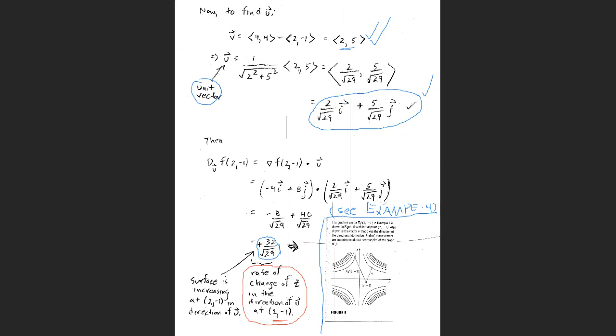So for every 1 unit you move in the direction of the vector u, your surface will rise up 32 over square root of 29 units. That's what that means. The surface, therefore, is increasing. It's increasing at 2, -1 in the direction of the vector u.